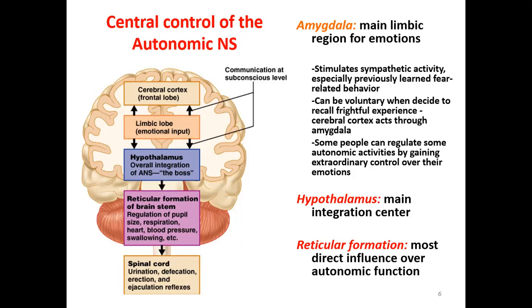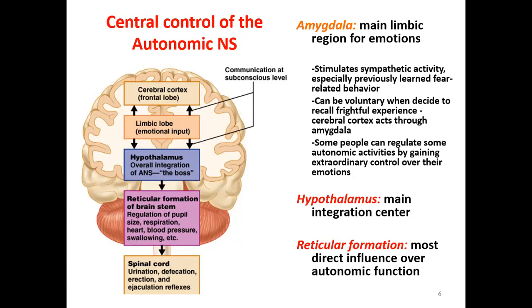So the reticular formation of the brain handles regulation of pupillary size, respiration, heart, blood pressure, and swallowing. The spinal cord mainly controls urination, defecation, as well as the erection and ejaculation reflexes.